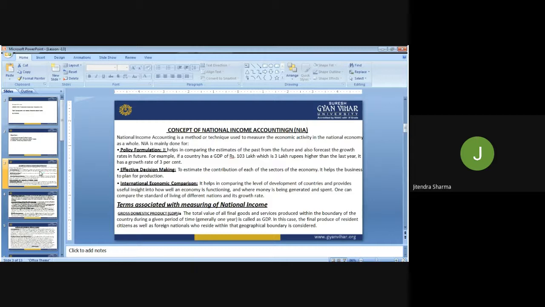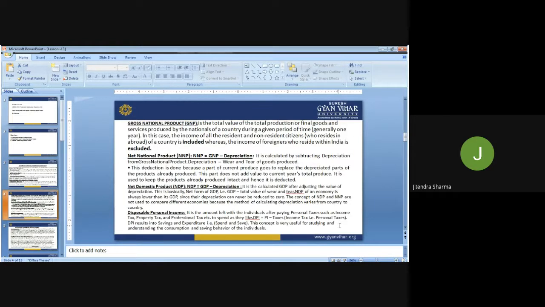In this case the final produce of residents, citizens, as well as the foreign nationals who reside within the geographical boundary is considered. It means here we are also considering the contribution of foreign nationals who are residents inside the country. We add their contribution also in the GDP. Whatever services and goods they are producing, we account them into the national income, and we call it the GDP.